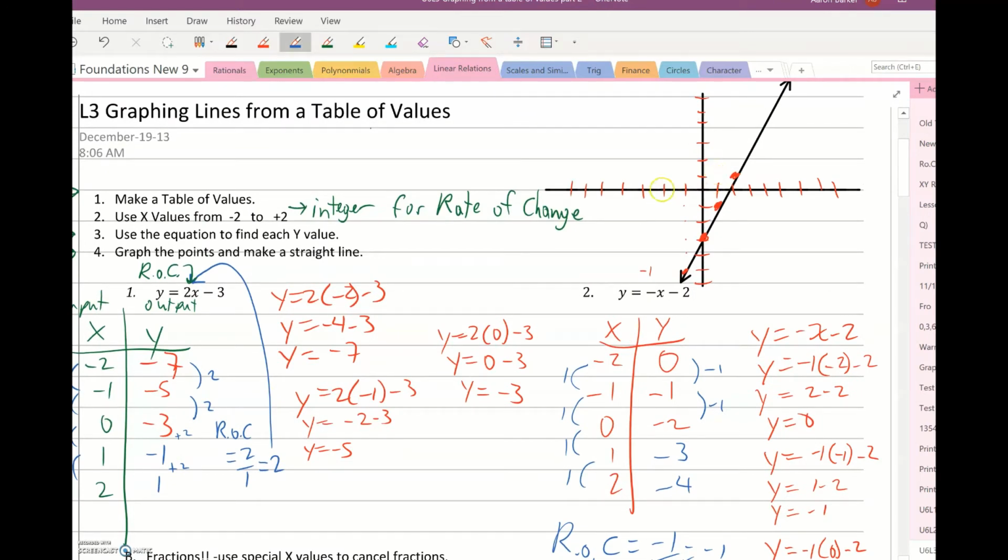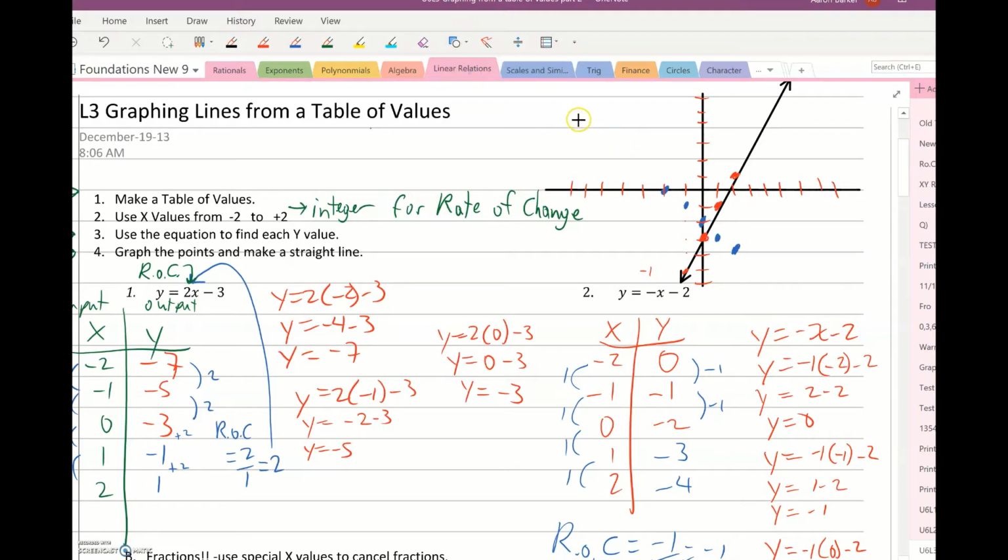So let's go and graph this line then. So I have -2, 0, which is right here. I have -1, -1, which is right here. I have 0, -2, which is right here. I have 1, -3, which is right here. And I have 2, -4, which is right here. And so I can see I have a line. Now, if one of my points was not in this line, I did it wrong. I'd have to go back and fix it.